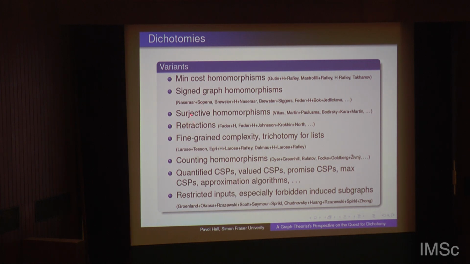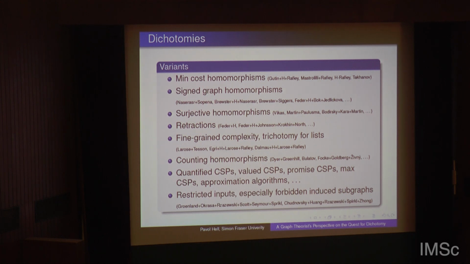You can ask about surjective homomorphisms. You don't just want an arbitrary homomorphism, but you want one that's onto vertices or edges. Vikas was my Indian PhD student some 10 years ago, and he is in Pune. If you are from Pune, you can talk to Vikas about the current state of surjective homomorphisms. The dichotomy is open. It seems very difficult.